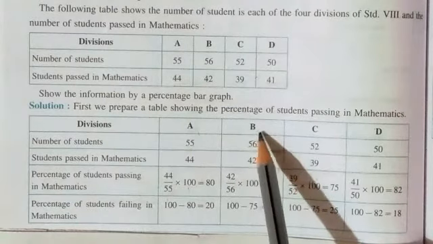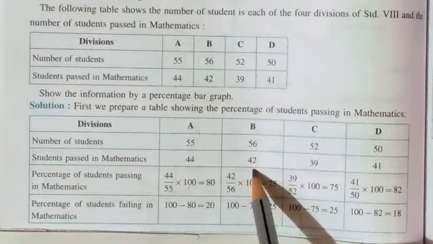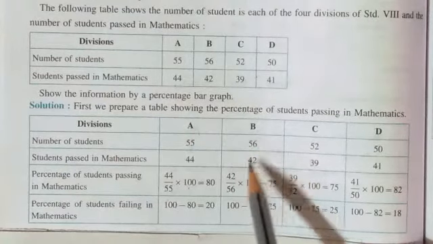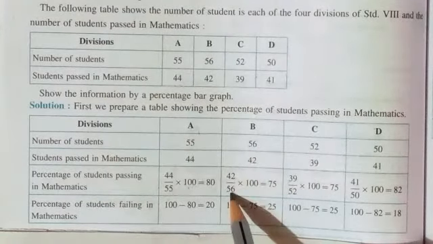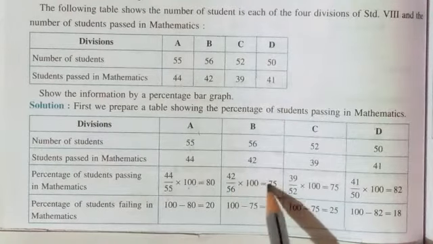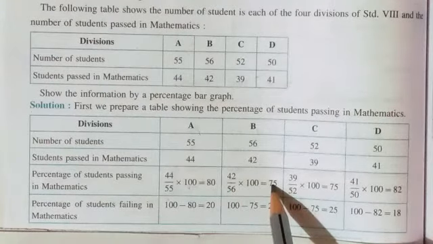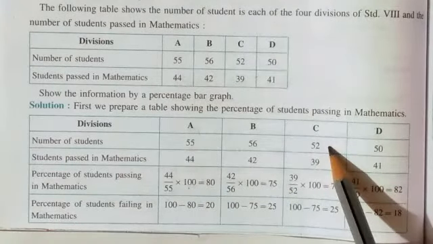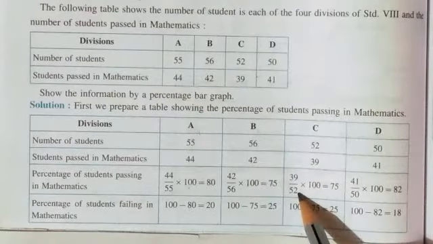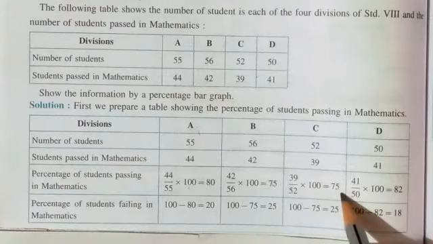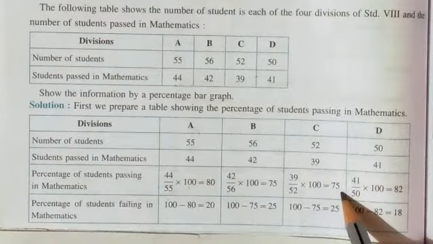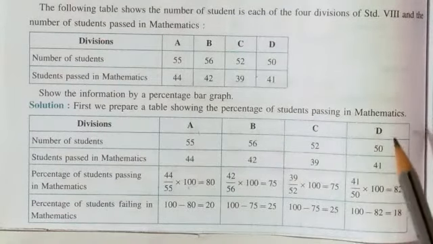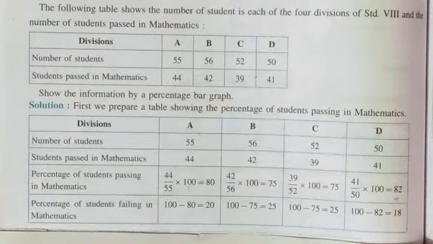Similarly with division B, 42 students passed in mathematics out of 56. So 42 upon 56 multiplied by 100. Here we got the percentage 75. In case of division C, 39 students passed out of 52. Therefore 39 divided by 52 multiplied by 100. Again we got 75% students passed in mathematics from division C, and in last, 82% students passed in division D.